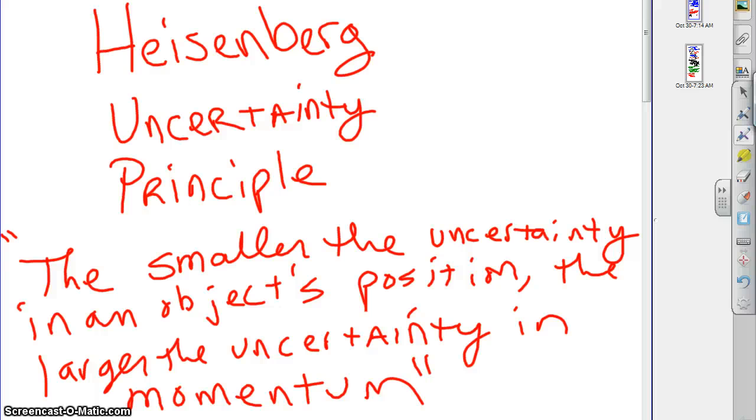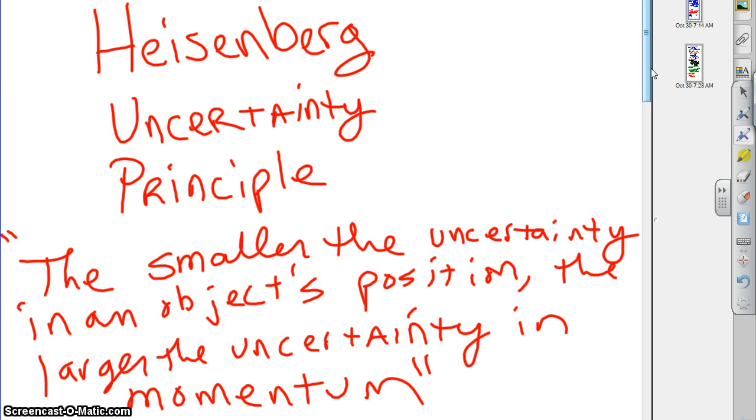So we begin some of the weirdest stuff in the world, although this isn't that weird. Today we will begin talking about the Heisenberg Uncertainty Principle, which is stated thusly, you can write that down. It says the smaller the uncertainty in an object's position, the larger the uncertainty in its momentum. And there are other statements of this, but we won't get into all that. We'll try to keep it as simple as possible.